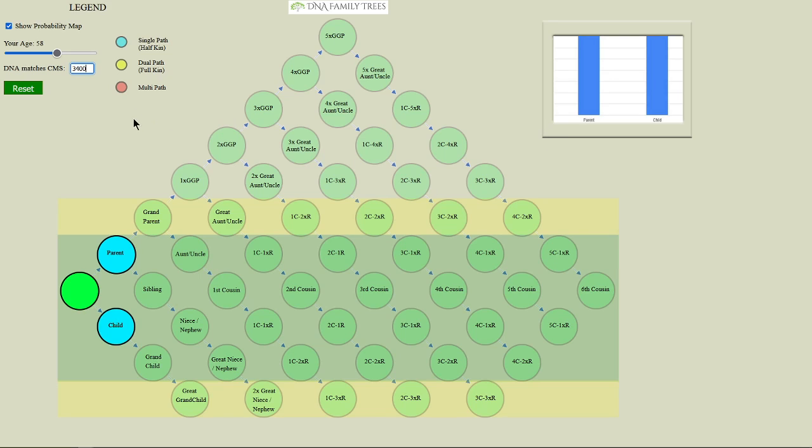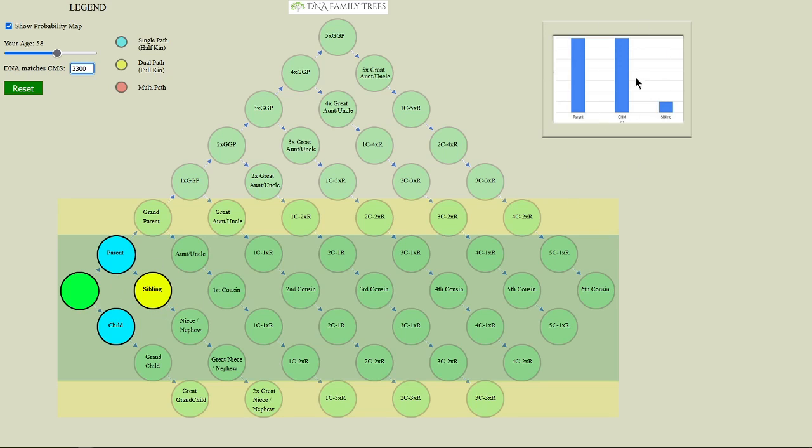Now you notice, again, at 3400, it's going to be a parent or a child. Yes, if you do certain testing companies and in the right conditions, such as identical twins, you could have that exception in there that's siblings, but it's not likely. It's not in the 99%. But if you lower this just 100 centimorgans to 3300, guess what happens? The sibling pops in as a possibility right here.